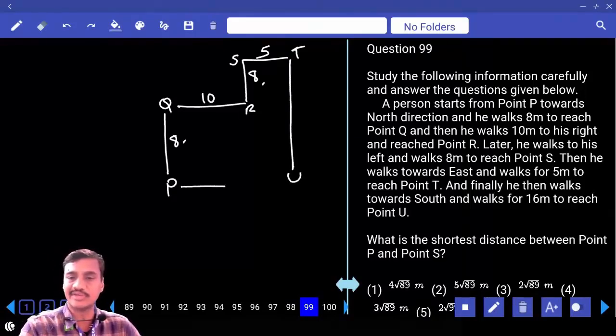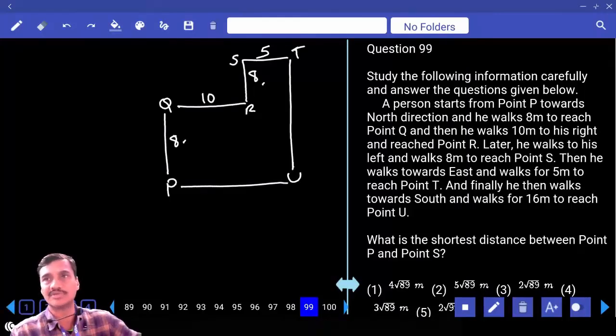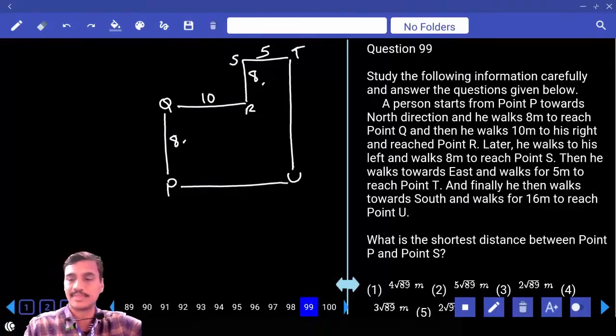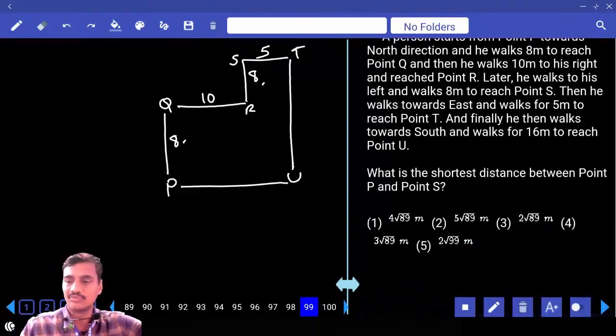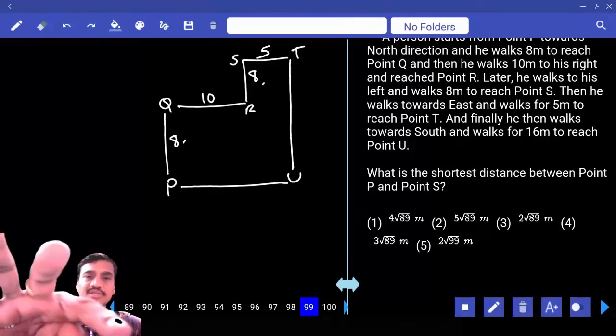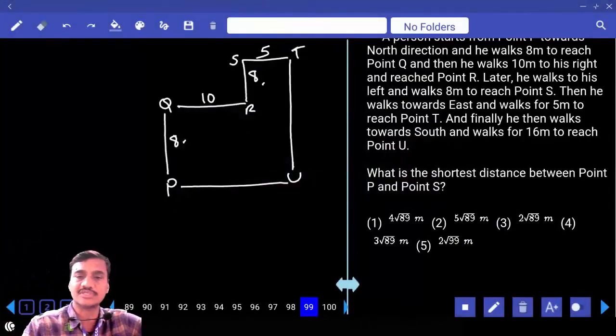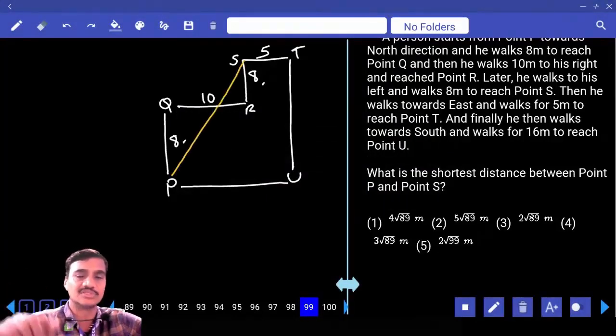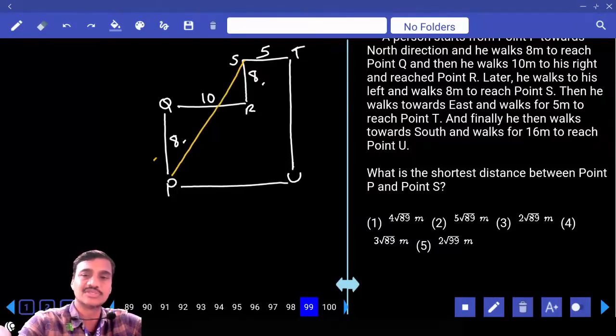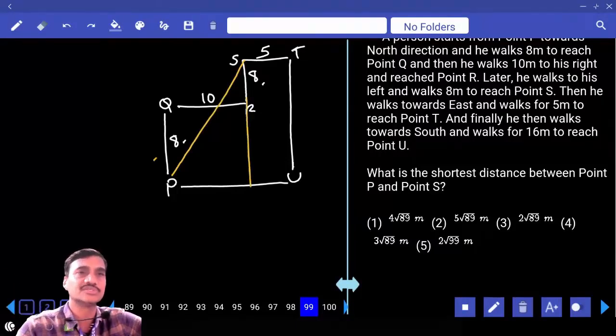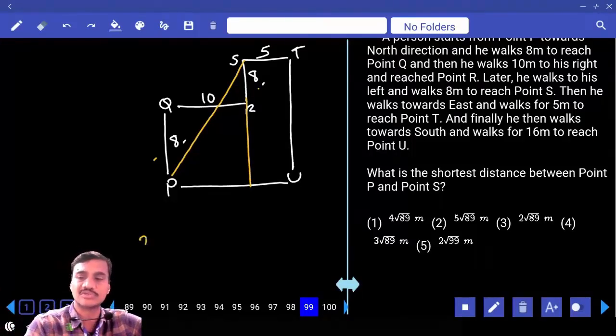Now P and U are in a horizontal straight line because the vertical distance between these two is same. Then 99. What is the shortest distance between P and S? Now we need to find the shortest distance between P and S. That means now we need to find the distance like this. Now in this one, what is the vertical distance? In order to find out the shortest distance, we need to draw the Pythagoras triangle. The vertical distance 8 plus 8 is 16, and 16 square is 256.